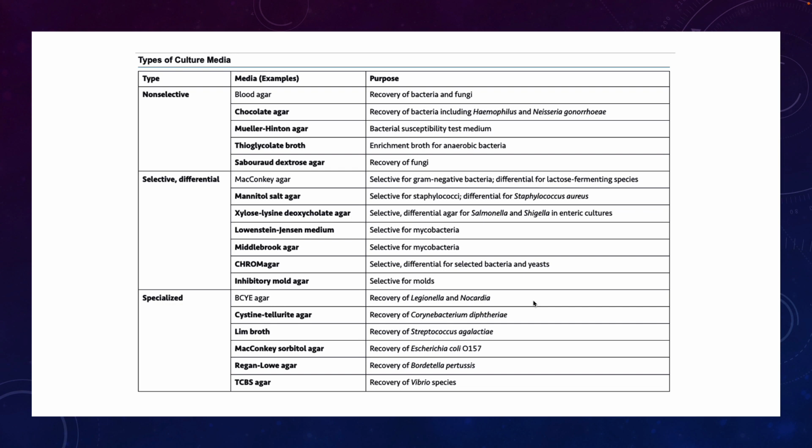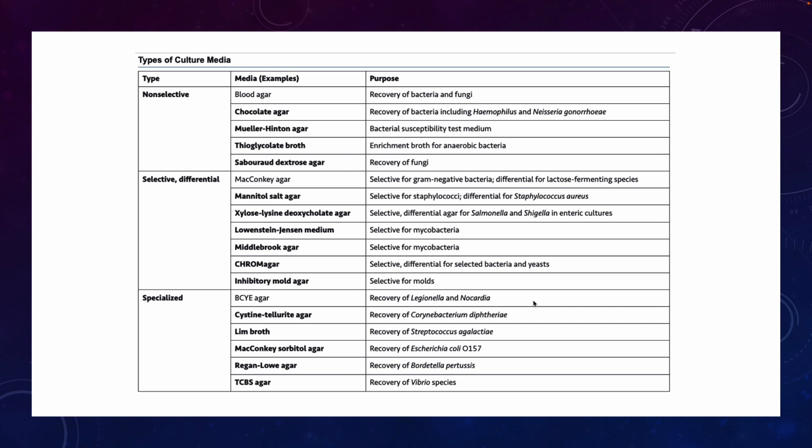And sometimes you need that type of media to grow a little bit more fastidious organisms like Haemophilus or Neisseria gonorrhoeae, because they're not able to break down the red blood cells. You have to heat it up to break down the red blood cells. There's Mueller-Hinton that you would use to do bacterial antibiotic resistance assays, thioglycolate for culturing anaerobes, etc.